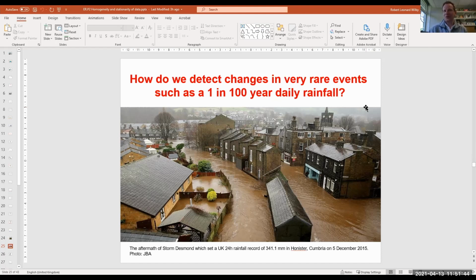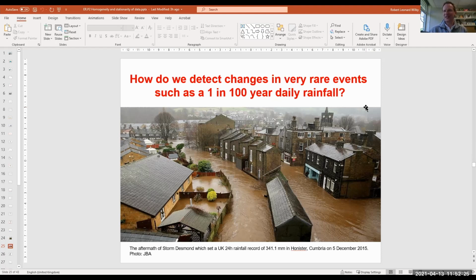But the question it poses is, we know the climate is changing. Is the severity of the 1 in 100 year event going to increase in coming decades? And if so, how do we accommodate that in our infrastructure to protect people's homes and businesses from changes in extreme rainfall? So it's a really important question, but obviously one that is extremely technically challenging to answer, because most of us have only got a few decades of rainfall data to work with.